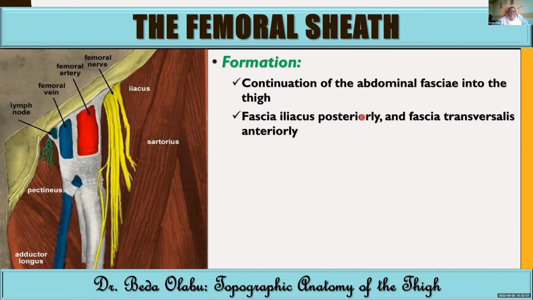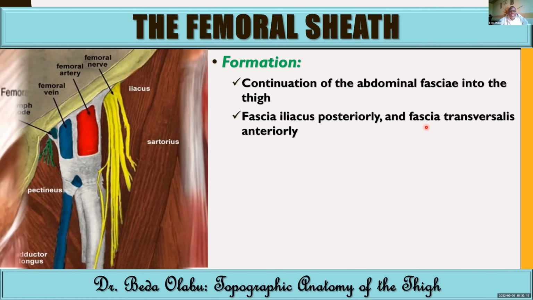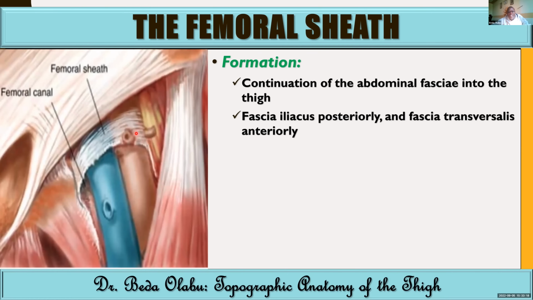It is on the posterior aspect of the abdominal wall, and so it contributes to the formation of the femoral sheath posteriorly. Then there's another fascia, which is in the anterior abdominal wall, therefore contributing to the formation of the femoral sheath anteriorly. We call it the fascia transversalis. So fascia transversalis anteriorly and fascia iliacus posteriorly contribute to formation of the femoral sheath. This image shows you the femoral sheath again with the femoral vessels within the sheath.